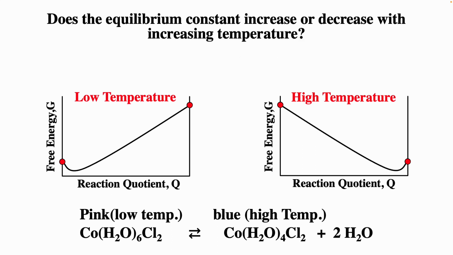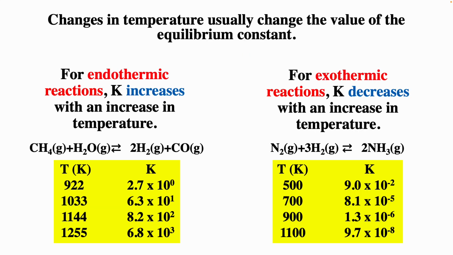So does the equilibrium constant increase or decrease with an increase in temperature? We saw that this is an endothermic process. Heat is a reactant. Higher temperatures, like adding heat, push it towards the right. We're getting more products. The equilibrium constant is products over reactants, and so the equilibrium constant should increase with increasing temperature. So for endothermic reactions, K increases with increasing temperature. For exothermic reactions, K decreases with increasing temperature.